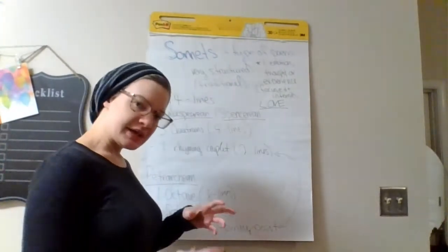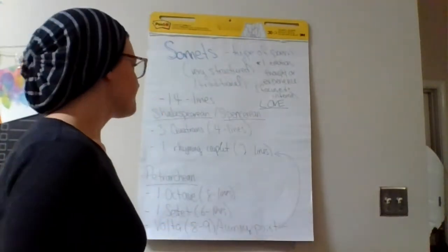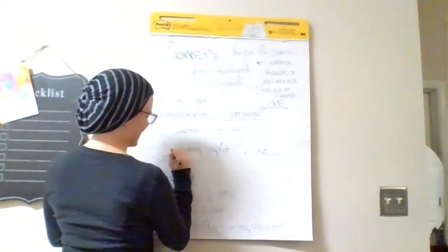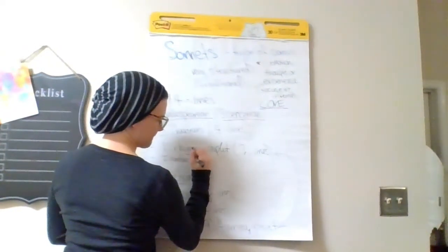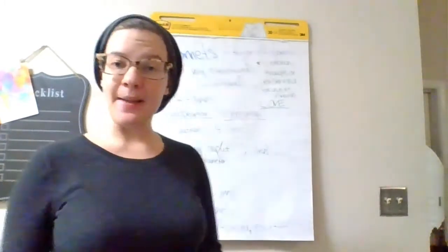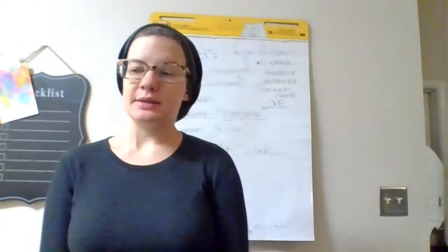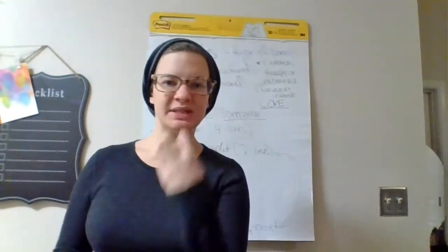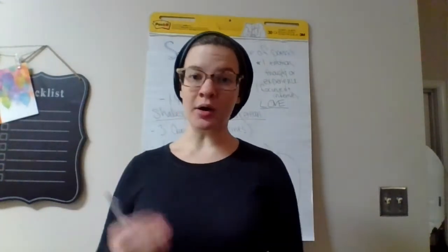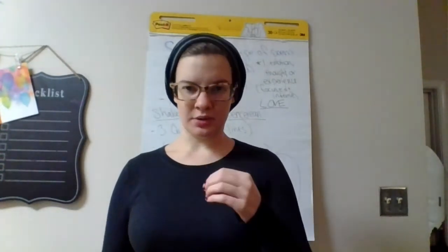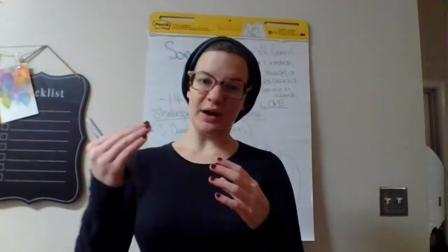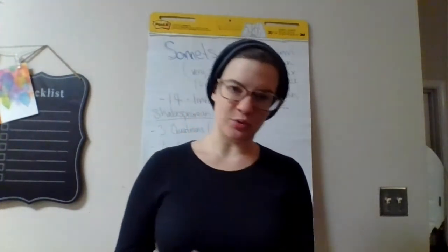Couple other random tidbits that you need to be aware of. So typically, Shakespearean and Spenserian sonnets are written in what is called iambic pentameter. Iambic pentameter is types of syllable sounds, okay? So iambic pentameter is known as an unstressed, stressed syllable. So unstressed, stressed syllable. It depends where you put the stress on the different syllables in different words, okay?